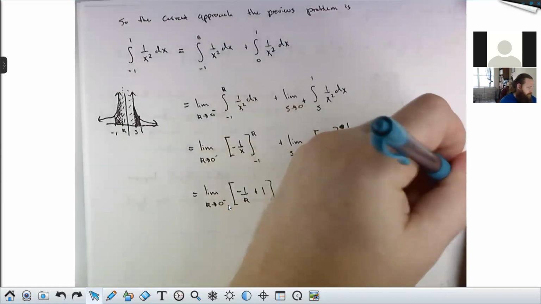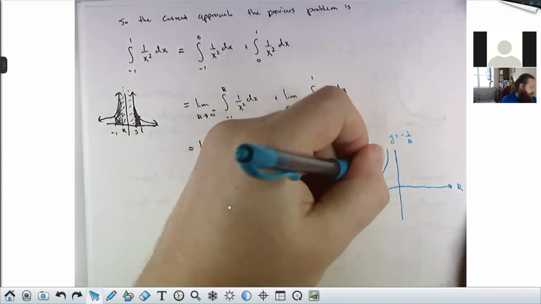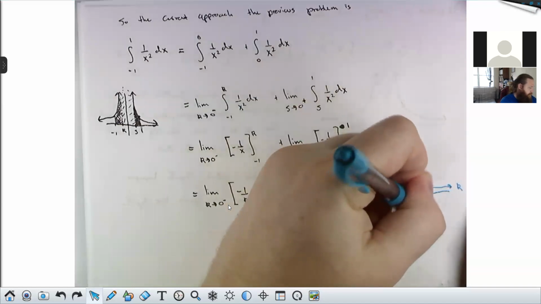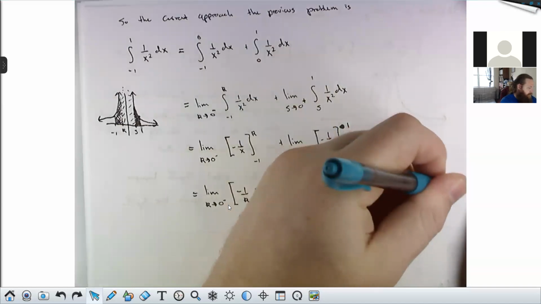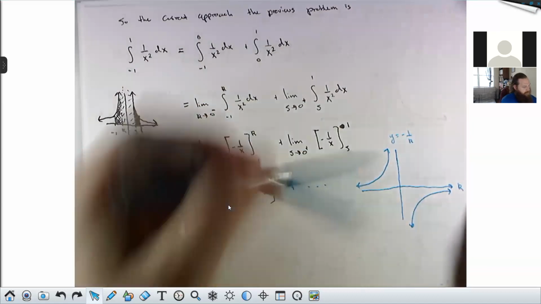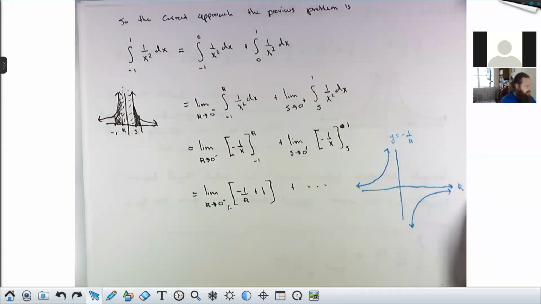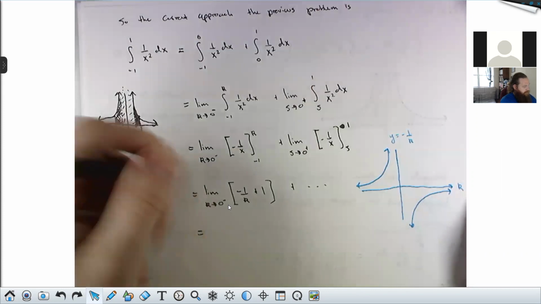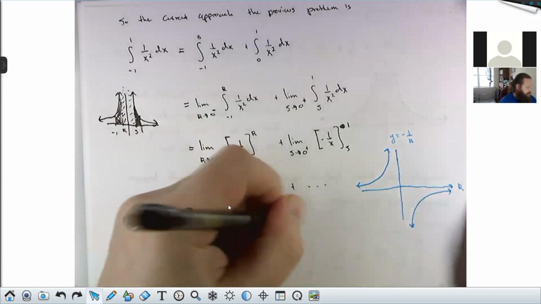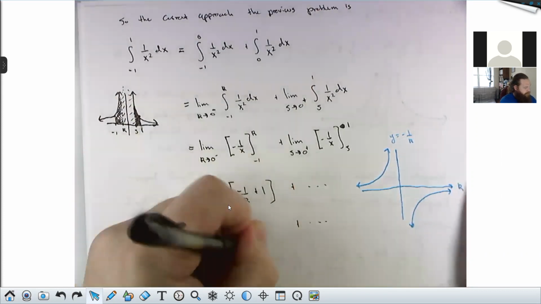So I'm going to draw the graph y equals -1 over r. Looks like 1 over x, it's just flipped over vertically. So as r goes to 0 from the left, -1 over r is going to positive infinity. So this is infinity plus 1. And, you know, the second integral piece is over here still. I don't even care about that because infinity plus 1 is infinity.